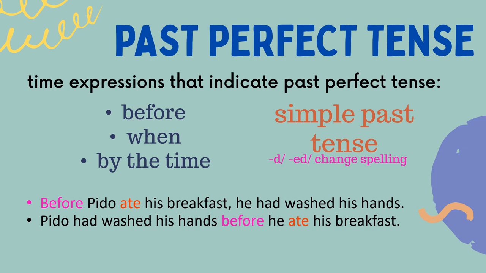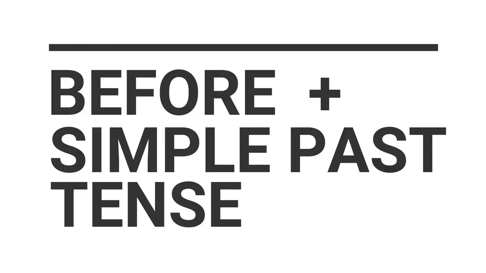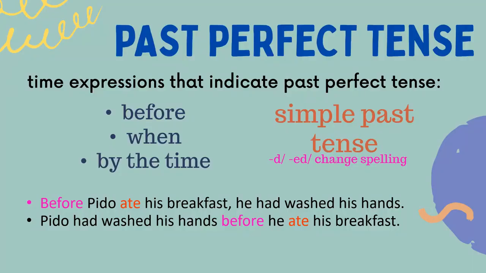Example, before Pido ate his breakfast, he had washed his hands. We use the time expression before, so it should be followed by a simple past tense, which is ate. Another example is Pido had washed his hands before he ate his breakfast. The placement of the time expression before is now at the middle of the sentence, but still, it should be followed by the simple past tense, which is ate.